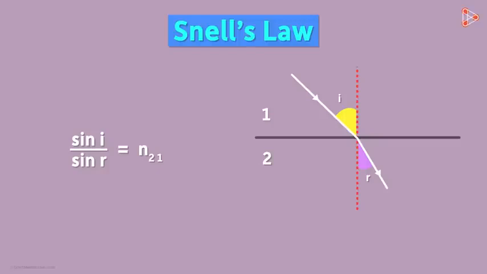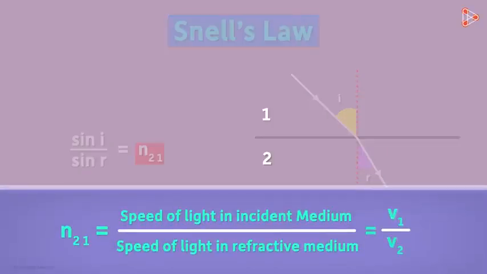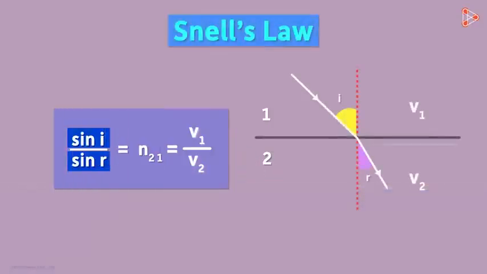In the previous video, we'd seen what n12 means. It is equal to the ratio of speed of light in the incident medium to the speed of light in the refractive medium. So we can also say that sine i over sine r is V1 over V2. There's yet another way to understand this.